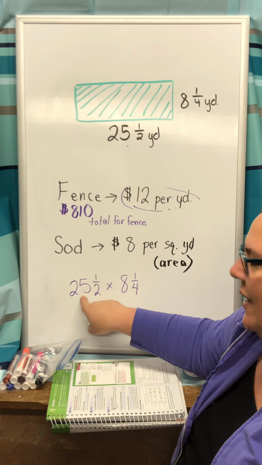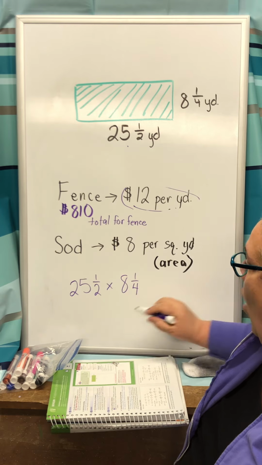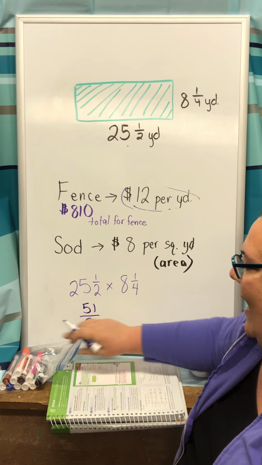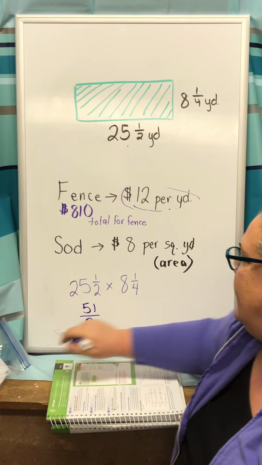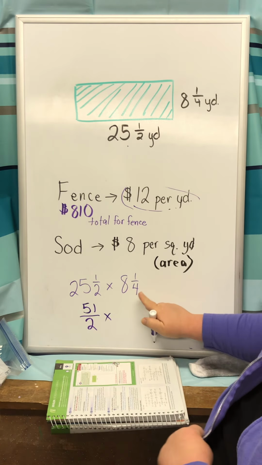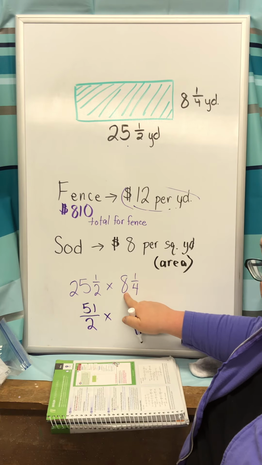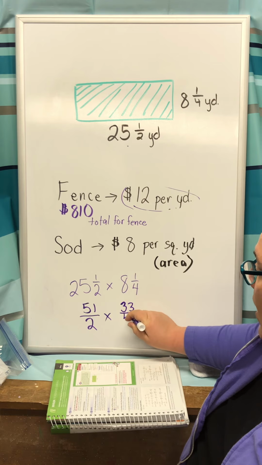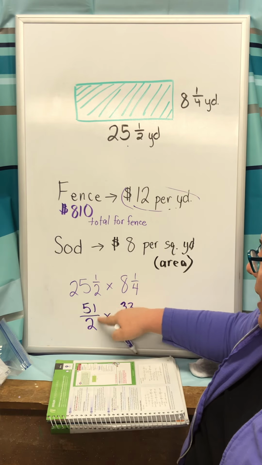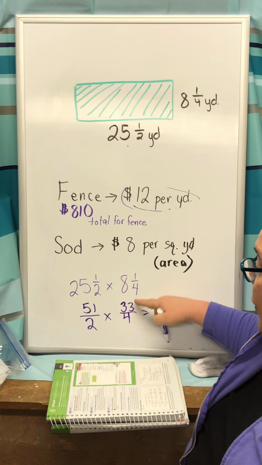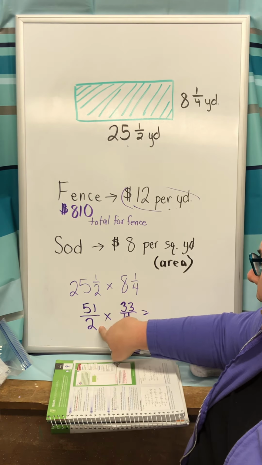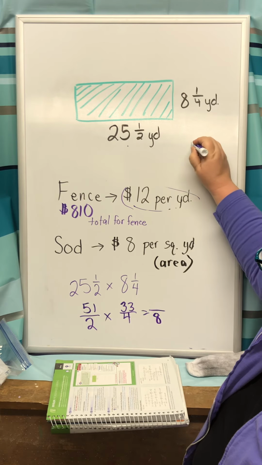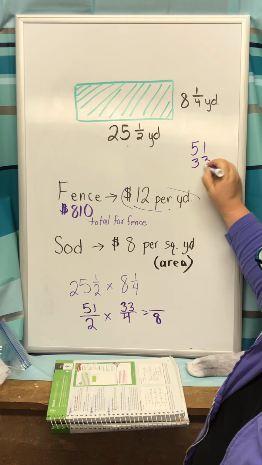So 2 times 25, I know, is 50, and 1 is going to give me 51 halves. And then my second fraction is going to be 4 times 8, 32, plus 1, 33 fourths. So now I'm multiplying 51 halves times 33 fourths. So the bottom is just going to be 2 times 4, 8. My 51 times 33 I'll do on the side.